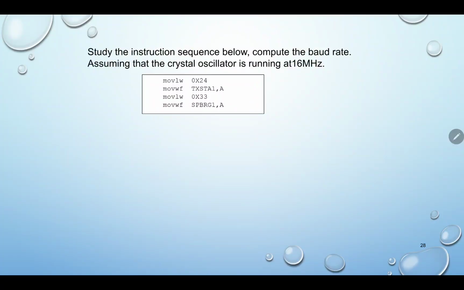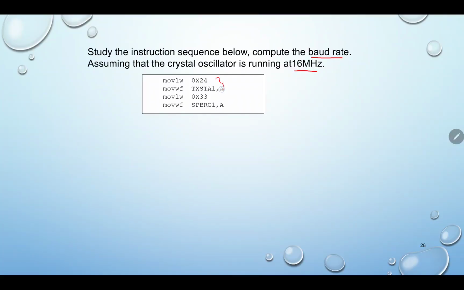This example is actually very important. This is definitely very, very important. So here, study the instruction sequence below and compute the baud rate. So we need to find what's the baud rate, assuming the crystal oscillator is running at 16 megahertz. Okay, so let's see what information we have here.